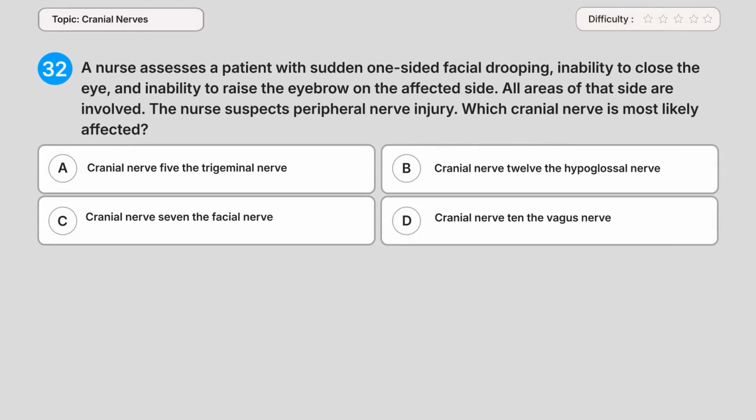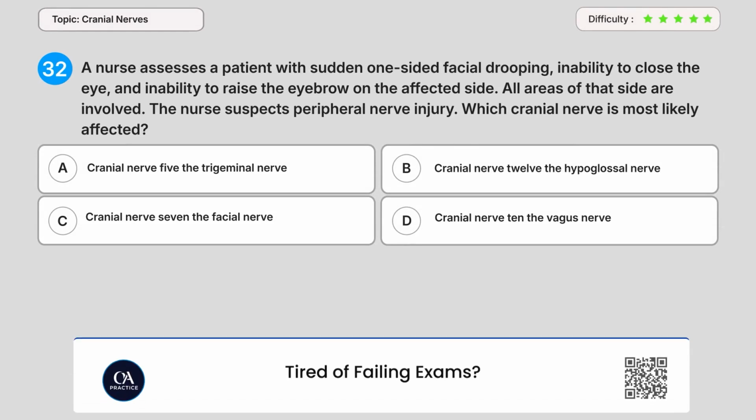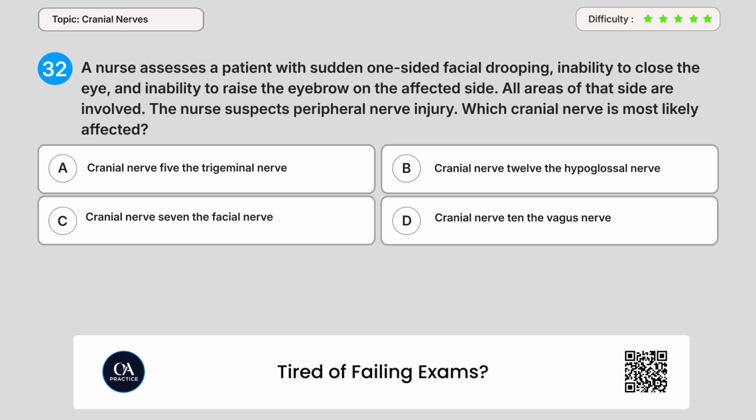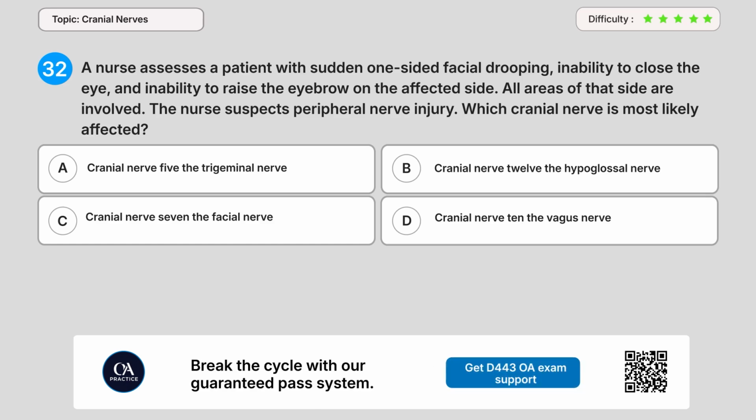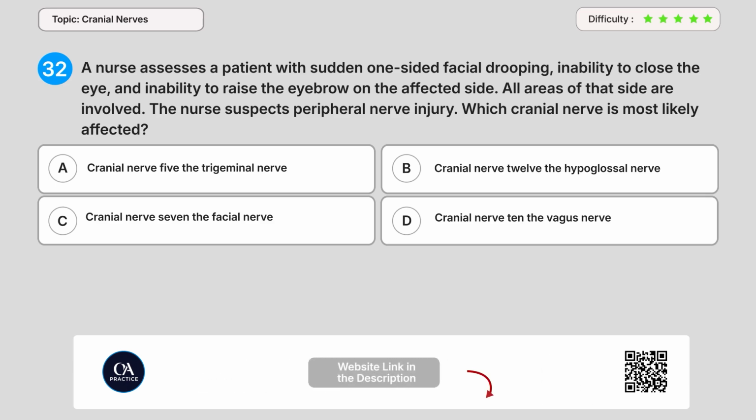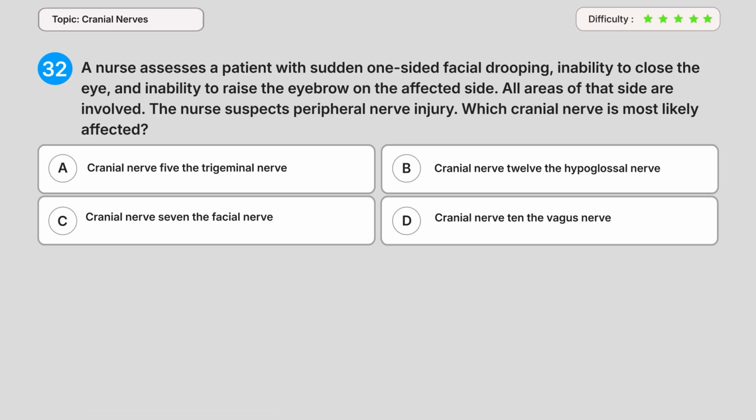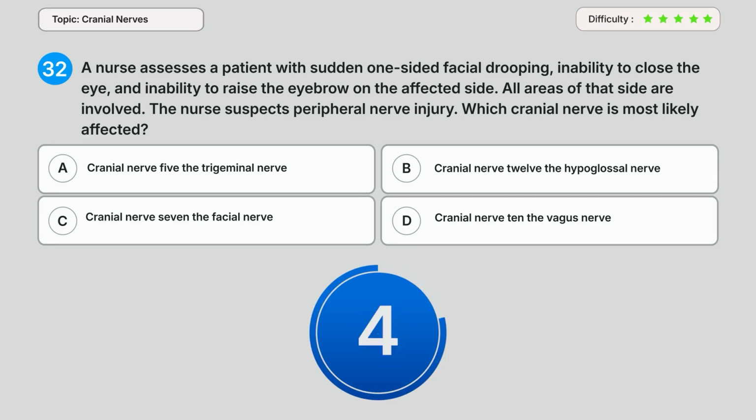32. A nurse assesses a patient with sudden one-sided facial drooping, inability to close the eye, and inability to raise the eyebrow on the affected side. All areas of that side are involved. The nurse suspects peripheral nerve injury. Which cranial nerve is most likely affected? A. Cranial nerve 5, the trigeminal nerve. B. Cranial nerve 12, the hypoglossal nerve. C. Cranial nerve 7, the facial nerve. D. Cranial nerve 10, the vagus nerve. What do you think is the answer?